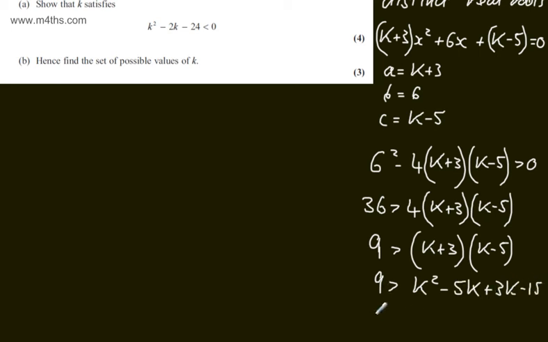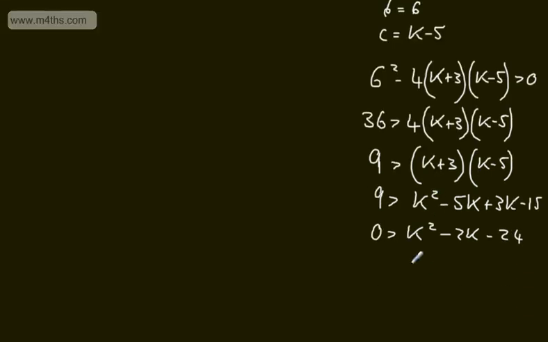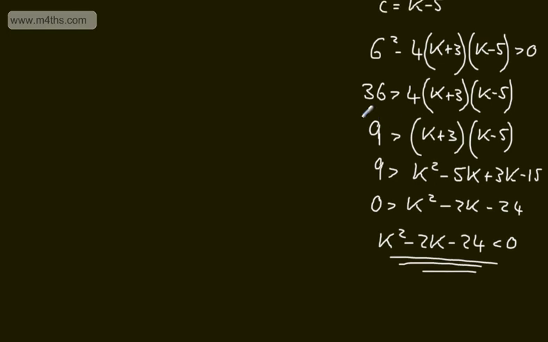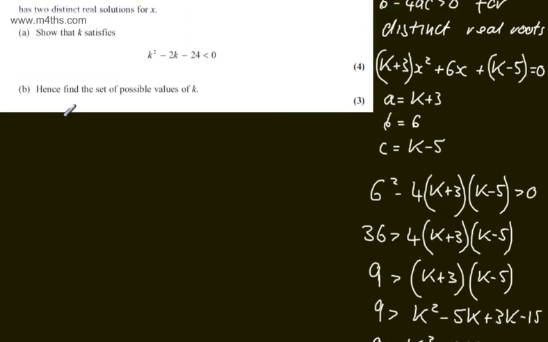I'm now going to subtract 9 from both sides and tidy this up. We'll have k squared minus 2k, we've got minus 15 minus 9, which is minus 24. So we've done this, and of course we could write it the other way: k squared minus 2k minus 24 is going to be less than 0. So that's the first part done. You can argue that that could be done slightly quicker. It's entirely up to you. I just want to ensure that I'm going to get the full 4 marks, and I've done it step by step.